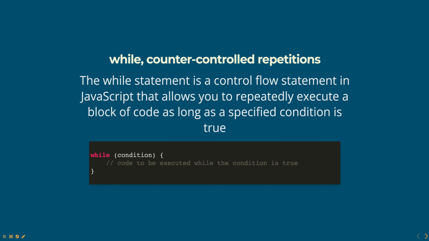Hello everyone. Today we are going to talk about while counter-controlled repetitions in JavaScript, part of the Web Technologies course. The while statement is a control flow statement in JavaScript that allows you to repeatedly execute a block of code as long as a specified condition is true.